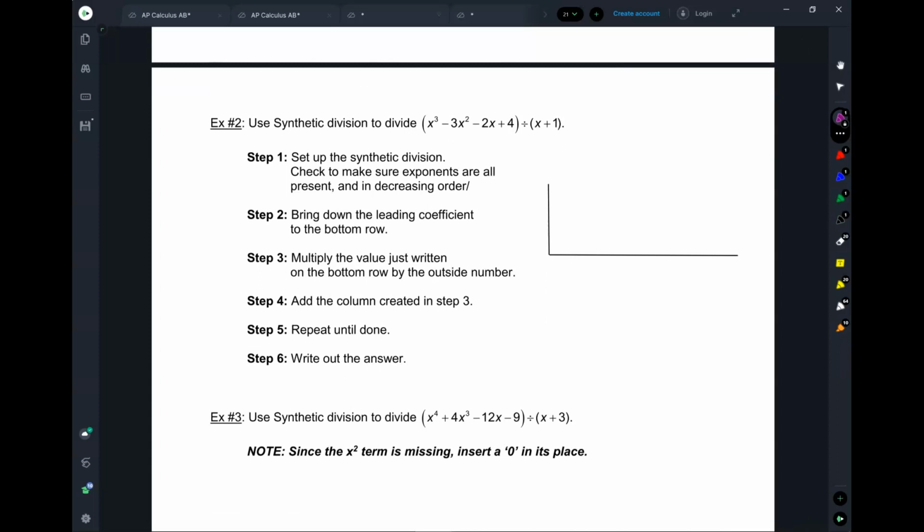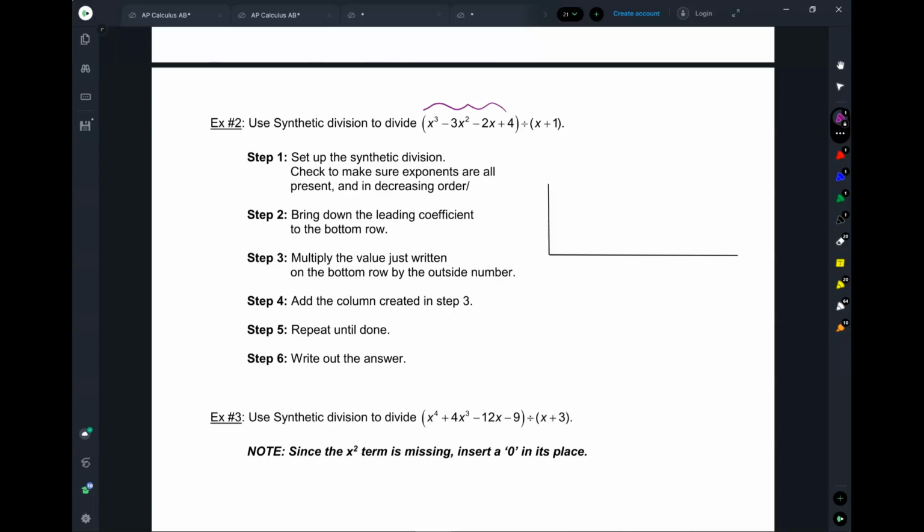So we're going to divide x cubed minus 3, this polynomial, by x plus 1. Okay, so first you have to set up the synthetic division. You have to make sure that in the polynomial here, all of the exponents are present and they are in descending order. So the highest exponent here is 3. And then see if all the other exponents are there. So power of 3, 2, 1, 0. Yes, they're in decreasing order, so we're good.